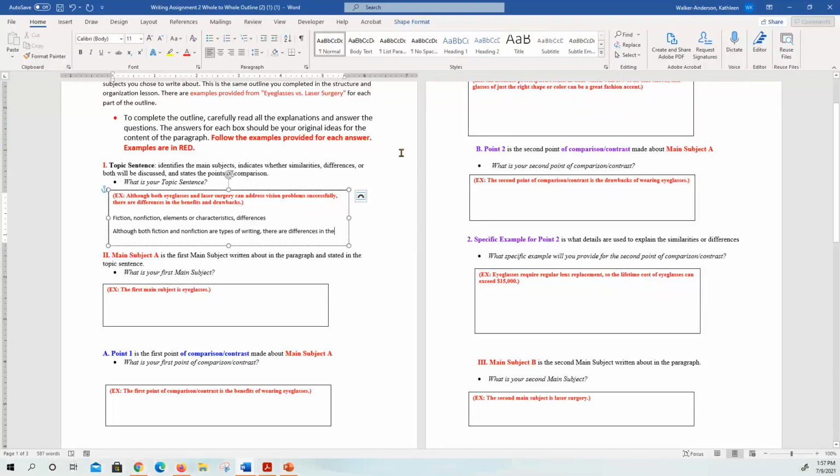Okay, sorry about that. In their elements, characteristics. Okay, so basically, this tells me overall what my paragraph is going to be about. Well, I'm going to write about fiction and nonfiction, and I'm going to write about the differences in their characteristics. And so this is my final topic sentence. So I'm just going to make that bold. So it stands out, and it's the exact same structure as the example, and that's fine. You can do that. That's why those examples are there.